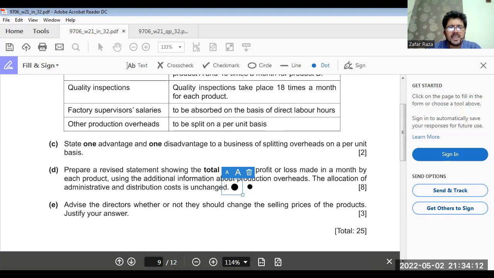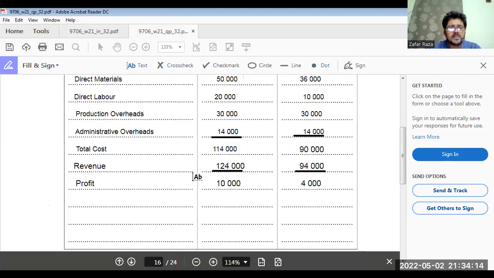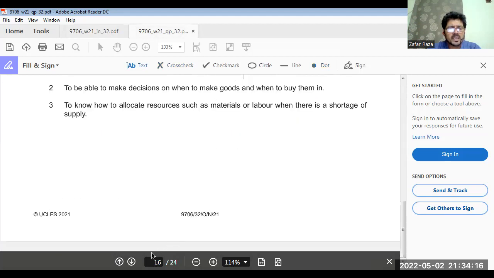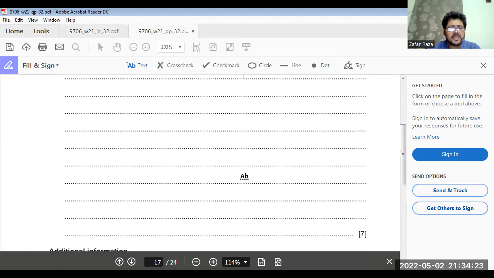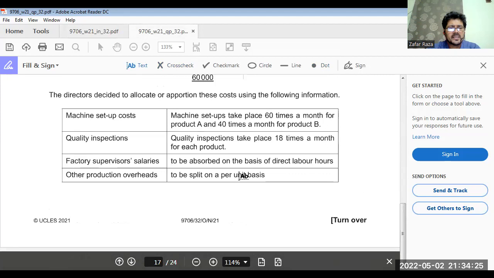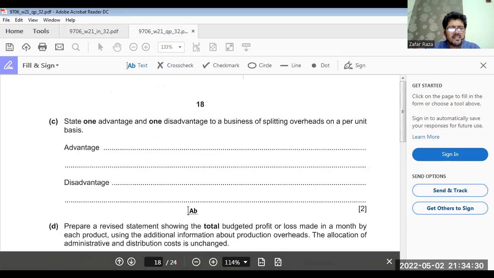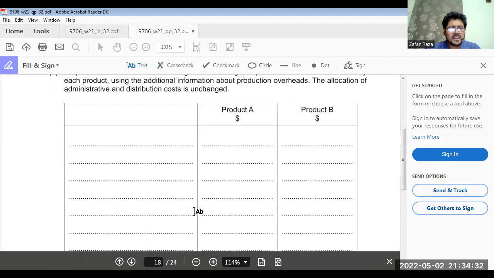Now for the revised statement, we have to move to the question paper. This is the space given for advice. Okay. This is the part of the calculation. Now, what we have to do, we have to divide machine setup cost.